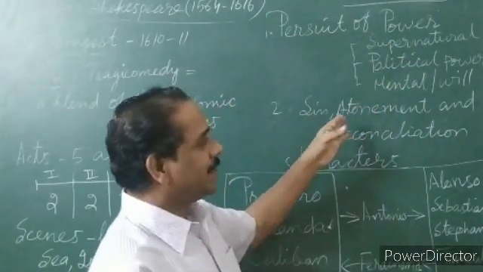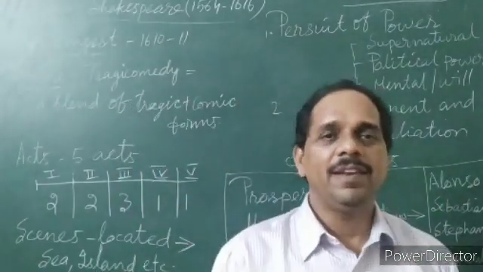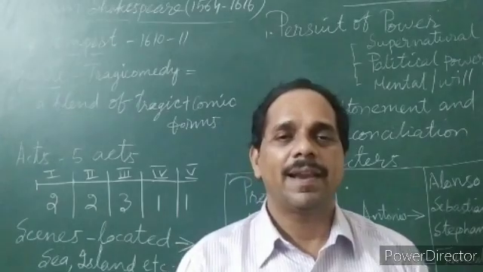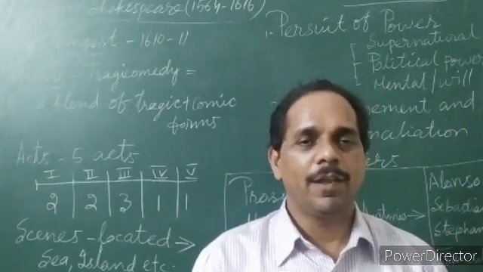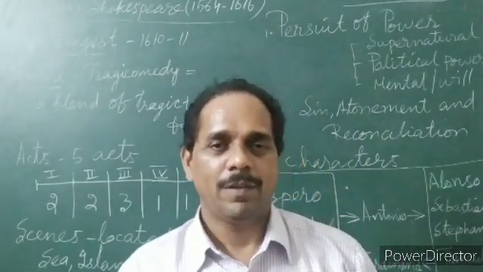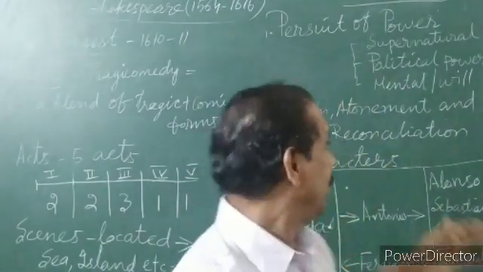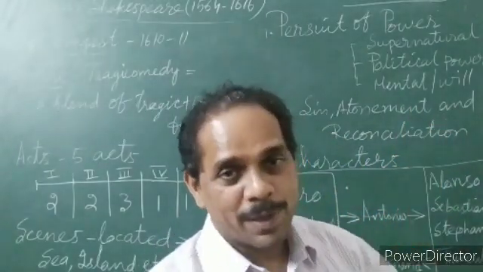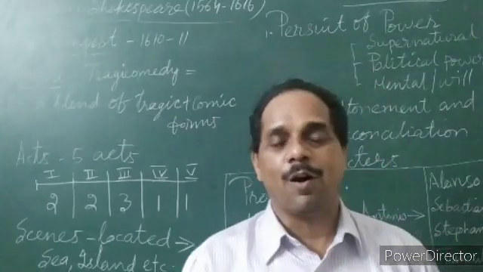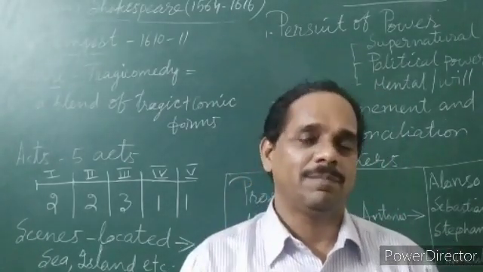The second theme is sin, atonement and reconciliation. Sin, you know what is sin? Doing something wrong. Committing wrong, that is sin. What is atonement? Once you have committed sin, once you have gone wrong, you have to do something to rectify it.